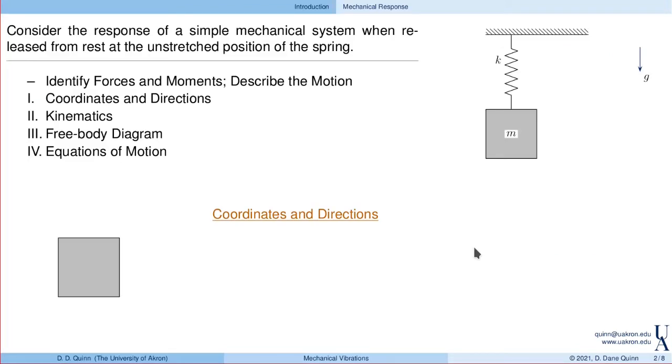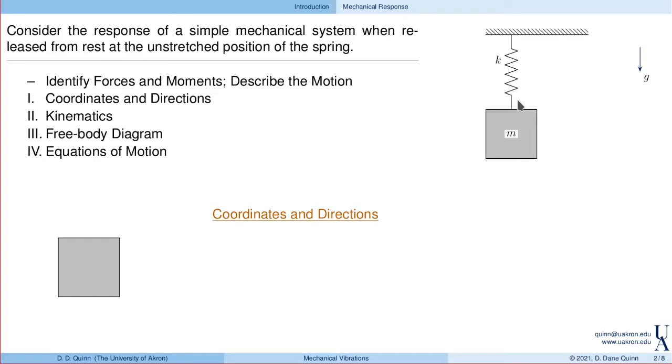Here's the system we want to consider. I have a block of mass m that is suspended by a spring with stiffness k under the influence of gravity. And I would like to find the displacement of that block when it's released from rest at the unstretched position of the spring. So the idea is that I'll take the block and move it to a point where the spring is unstretched, and then I'll let it go and see what happens.